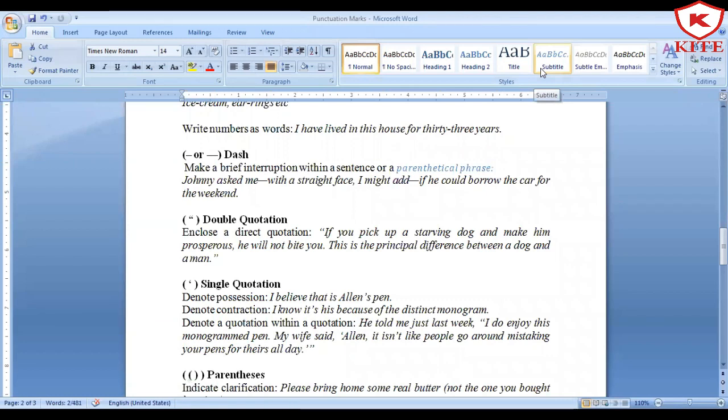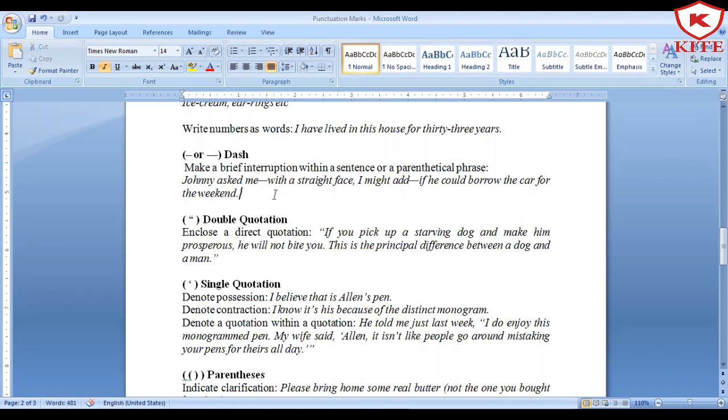A parenthetical phrase means you want to give some information about something that you have already said in this sentence. It could be a word, it could be a phrase, or it could be a clause. Like, for example, if you look at here, Johnny asked me. The sentence could directly go over here. If he could borrow the car for the weekend, it is perfectly correct.